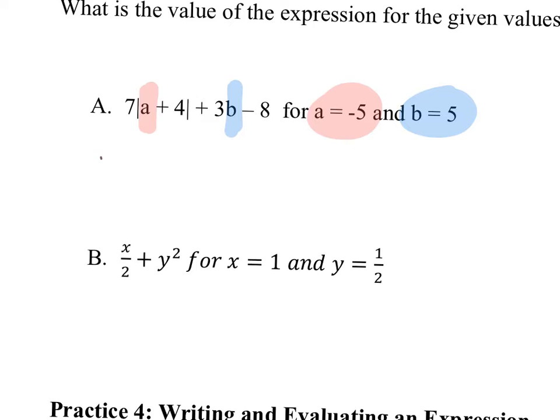So here I have 7 absolute value A, but instead of A I want -5. Since I plugged it in, it goes in parentheses, plus 4, plus 3 B, or instead of B I want 5, so in parentheses I'm going to put 5, minus 8.